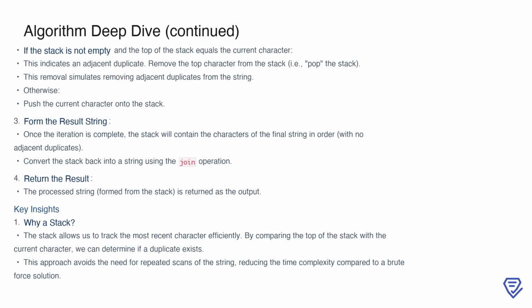At this point, we convert the stack back into a string using the join operation, and this gives us the processed result. The stack plays a key role here because it allows us to efficiently track and resolve duplicates in a single pass through the string, avoiding the inefficiency of repeated scans. This makes the stack-based approach significantly more optimal than brute force methods.